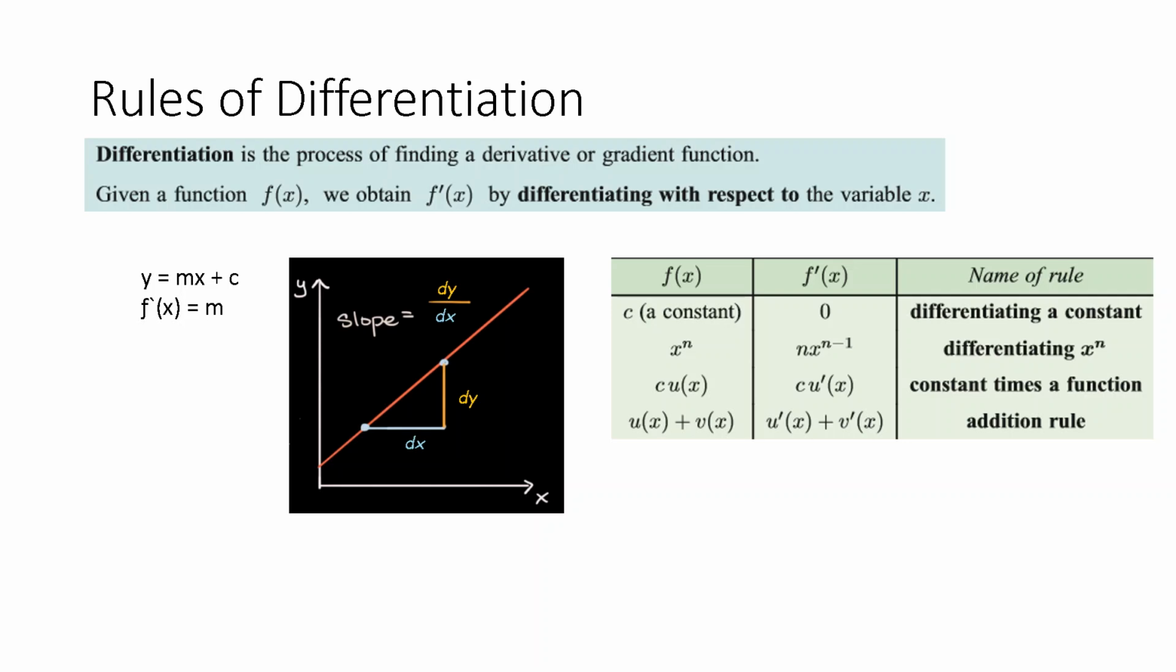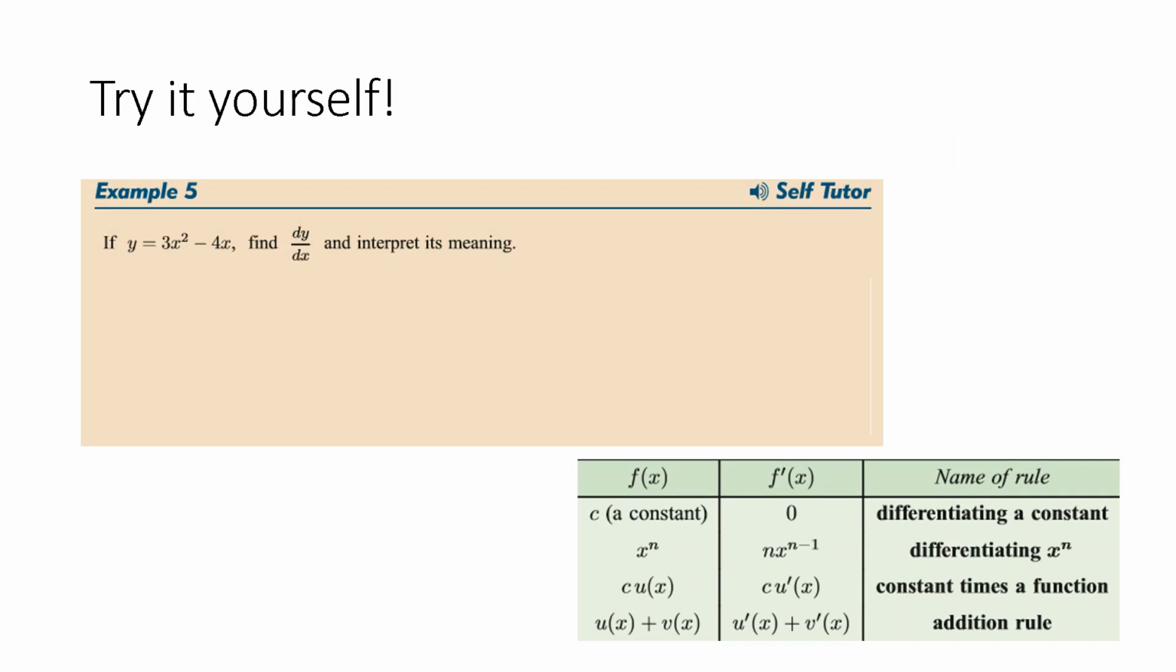Similarly, if there's addition in the function, such as two x terms added together, we can just differentiate them as separate functions and then add them back together. Let's try some simple differentiation now. If y is equal to 3x squared minus 4x, find dy dx and interpret its meaning if you want to. So let's see the rules.